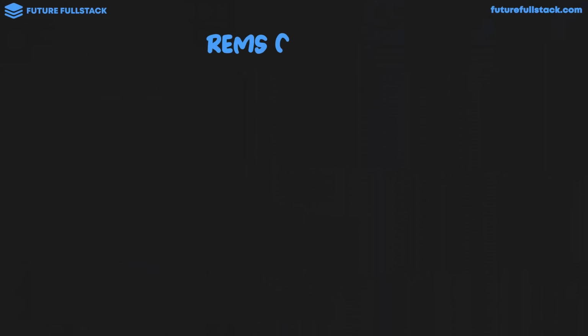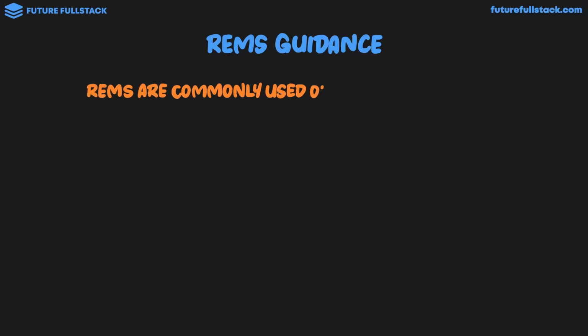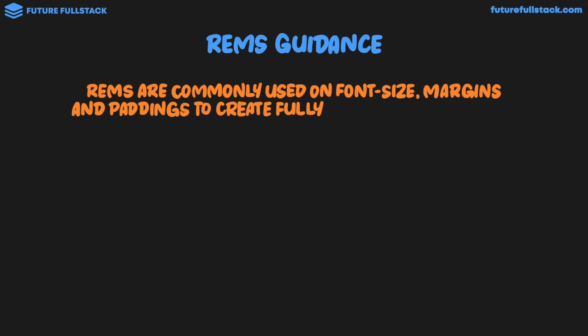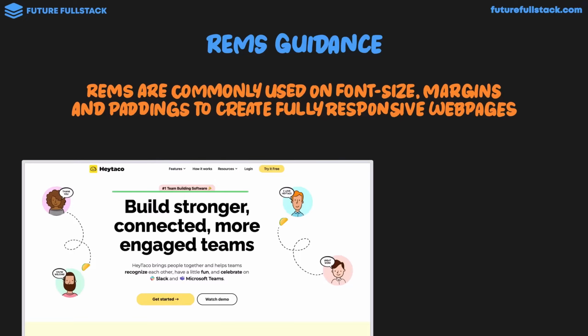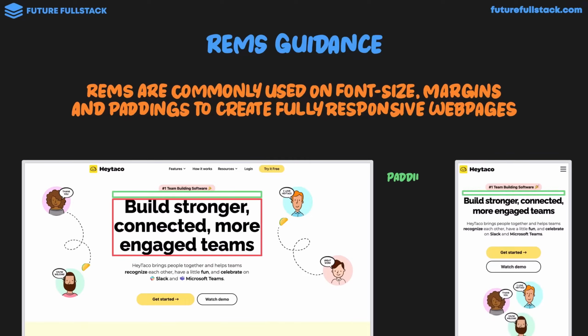Let's now take a look at some REMs guidance. REMs are commonly used on font size, margins, and paddings to create fully responsive web pages. I have this homepage on the left over here. We have some padding applied above the main heading, and you can see the font size is quite large. Looking now at the mobile version of this page, the padding over here reduces, and the font size also reduces. And as I've mentioned, when we learn about media queries later on in the course, all we're going to be doing is changing the font size of the root HTML element for different screen sizes, which will automatically adjust the font size, margin, and paddings for different screens.